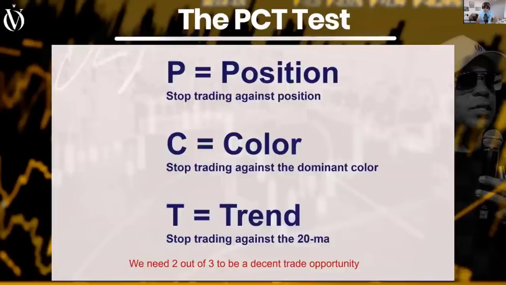Now, remember, we know what position is. Position is above or below the two moving averages. Color is, which is the dominant color? What's producing fat bars? Which side is producing more fat bars? And which side is producing a longer string of its own color? And then trend, we know how to determine now. Is the 20 rising, or is the 20 declining, or is the 20 kind of flat? And those are your three trends. Now, the next slide is very important.